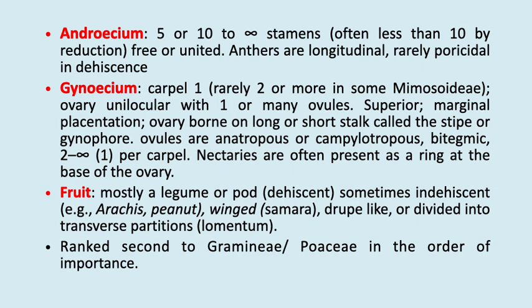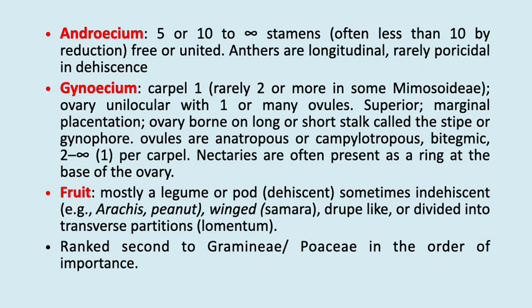Ovary is borne on a long or short stalk called the stipe or gynophore. Ovules are anatropous or campylotropous, bitegmic, 2 to many, or 1 per carpel. Nectaries are often present as a ring at the base of the ovary. Fruits are mostly legume or pod, dehiscent, sometimes indehiscent, for example, peanut, winged fruits like samara, drupe like, or divided into transverse partitions called lomentum.